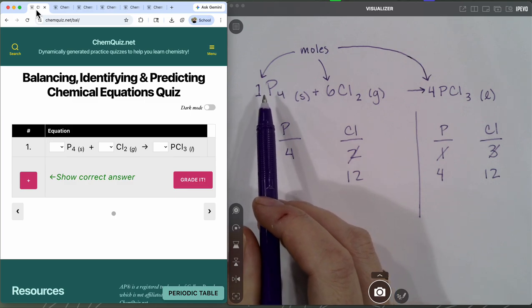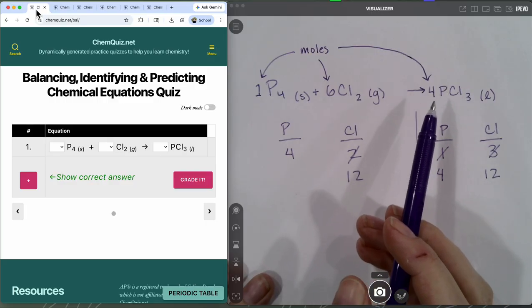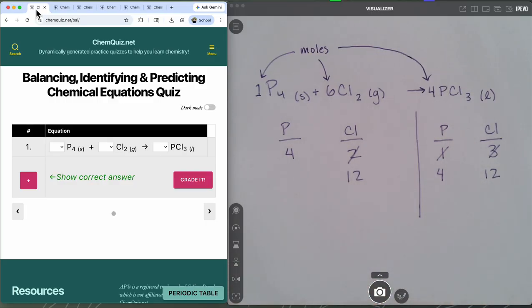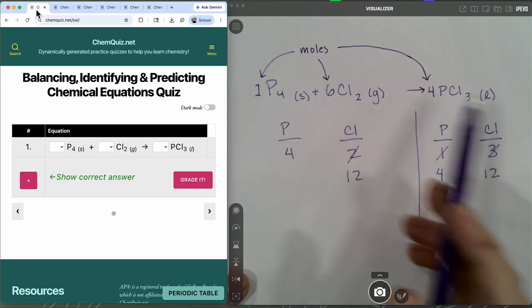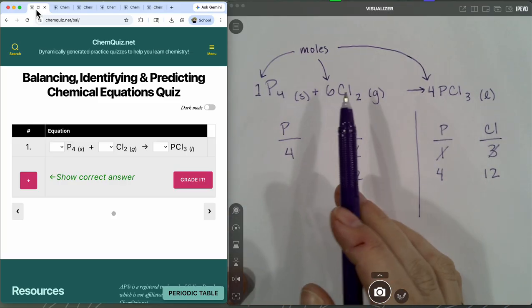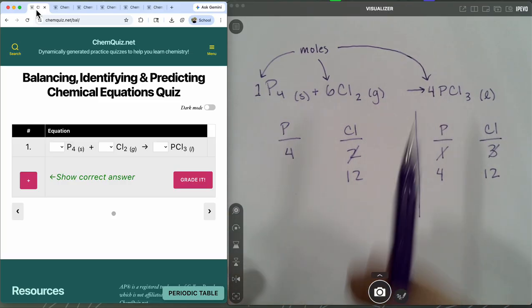Well, then we go moles of phosphorus to moles of phosphorus chloride, and then we can go into whatever final unit we want. But anytime we're going between different compounds, we're always going to go back to this, and we're going to try to figure out how to convert moles of one thing to moles of another.